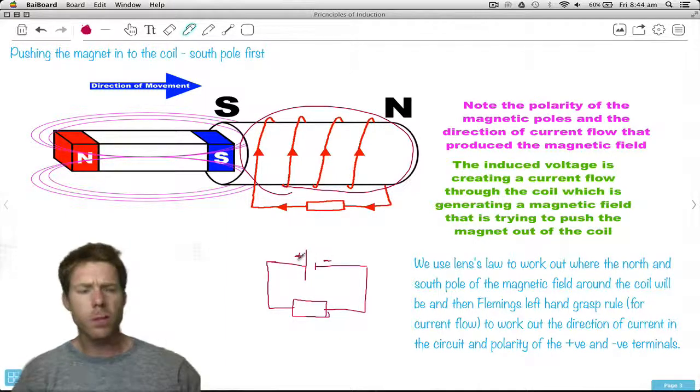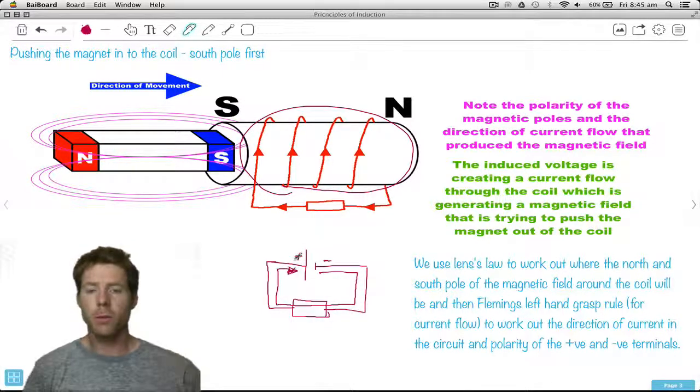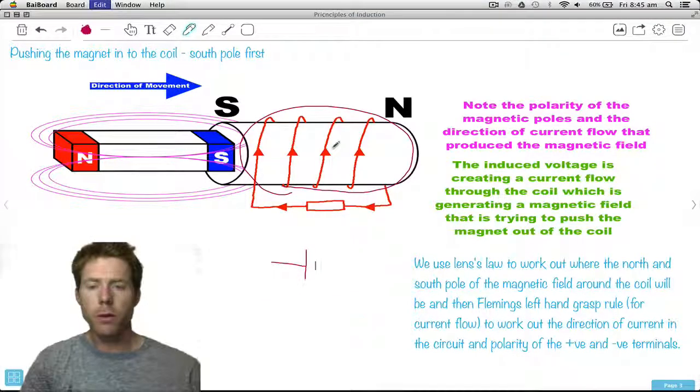Why do we have negative there, positive there? Well, that's because if we follow through the external circuit, the electrons are going this way. If the electrons are going from right to left through the circuit, and the electrons come from the negative side of the power supply, this side must be the negative while this is the positive. Let's get rid of all that.